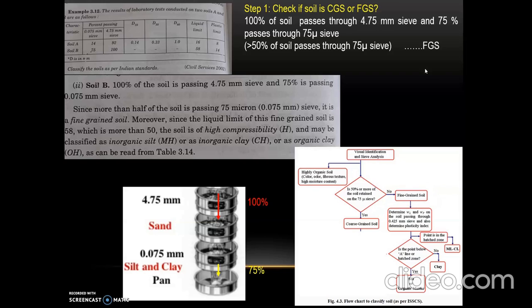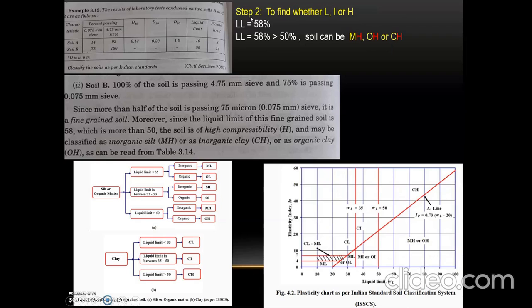Once we know that the soil is fine grained, we need to check whether it is silt or organic matter, whether it is clay, or whether it has a dual symbol. For that, we will check step number 2 to find whether we have to use letter L for low compressibility, letter I for intermediate compressibility, or H for high compressibility. For that, we have to check the value of liquid limit given in the problem for the soil B. Liquid limit given is 58%.